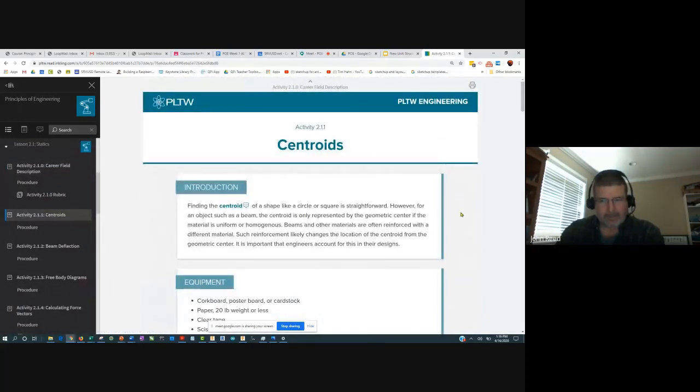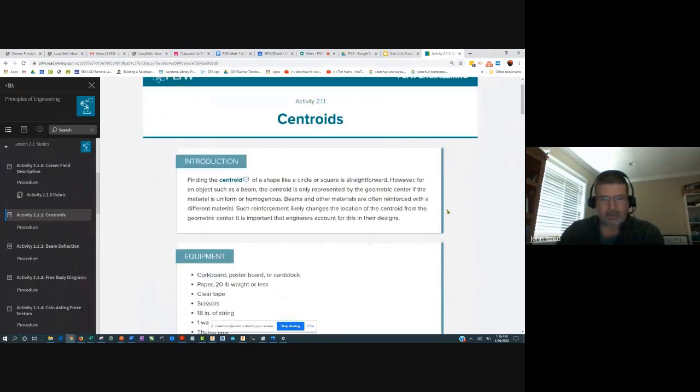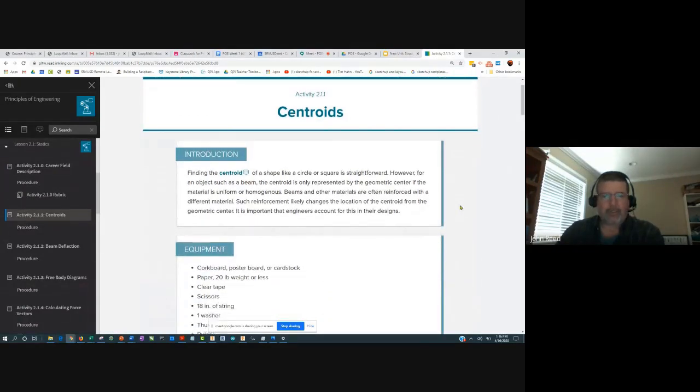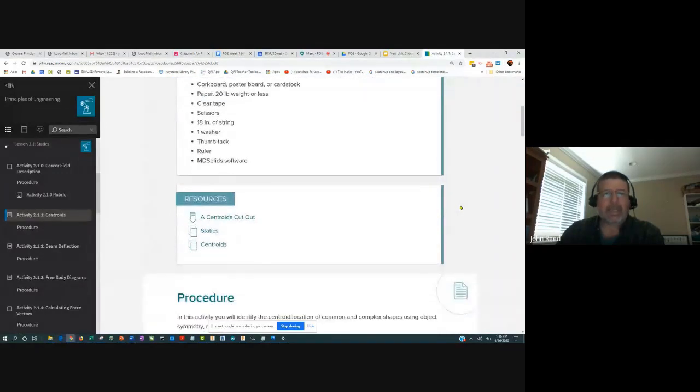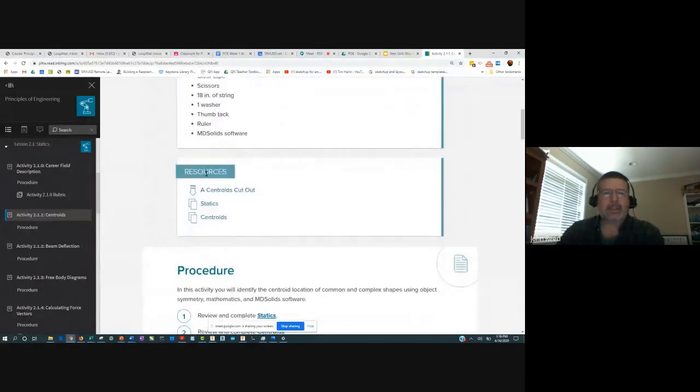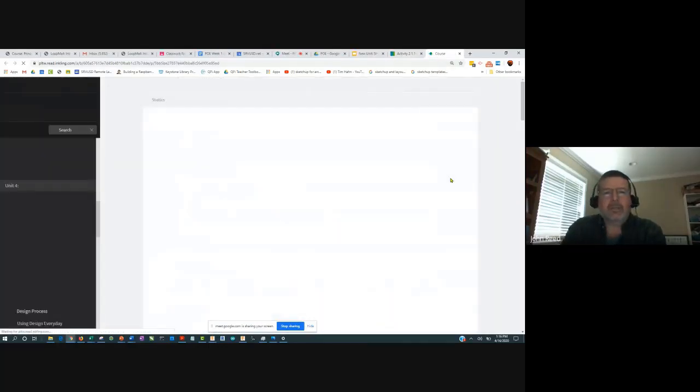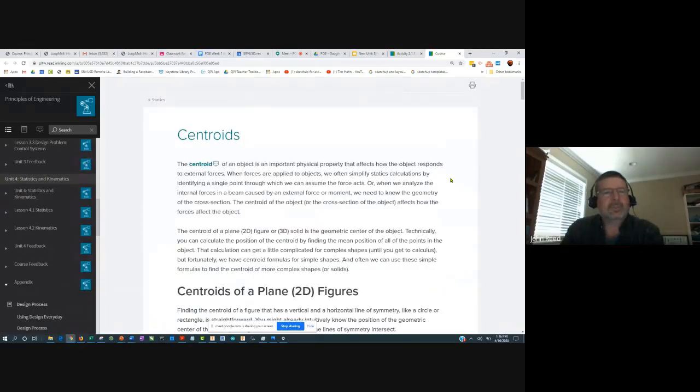The MyPLTW interface can be quite good, but occasionally it's a little quirky. They tell you to come down here and check out these resources. Since if I just click centroids here, it's going to take me to some location, and it's not obvious how to get back, I like to right click and open a new tab, and therefore I can go to that centroids location. So I'd recommend that technique.